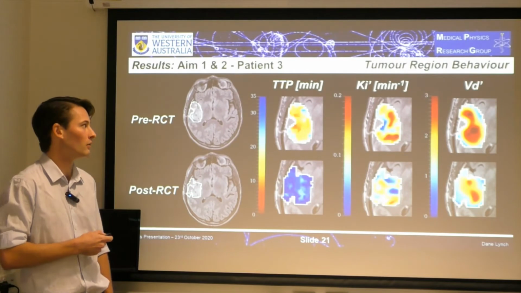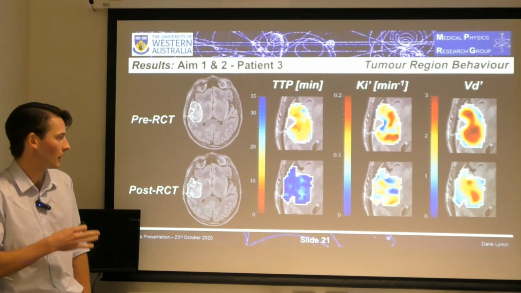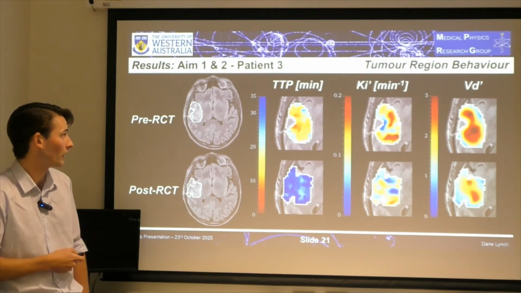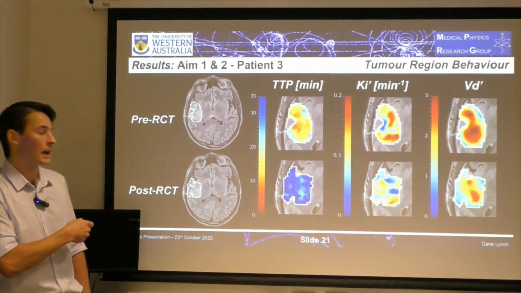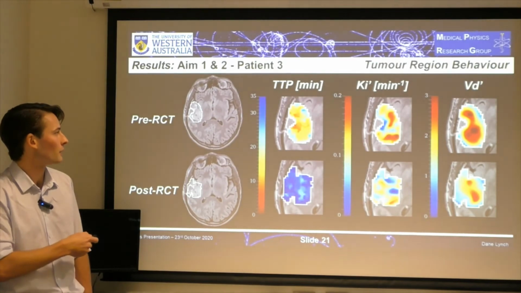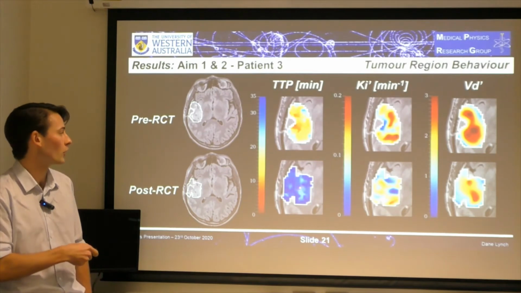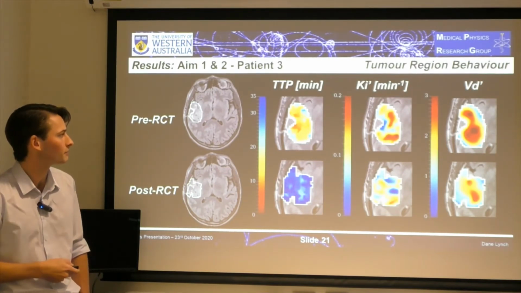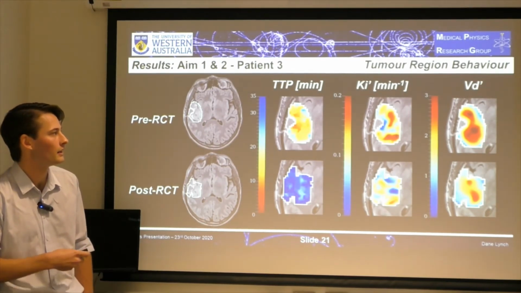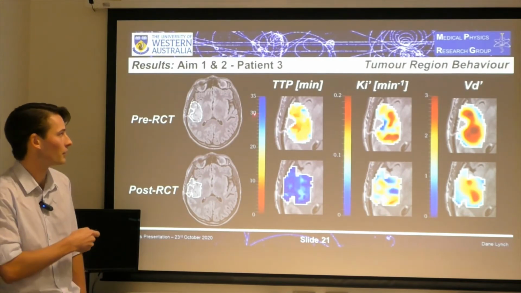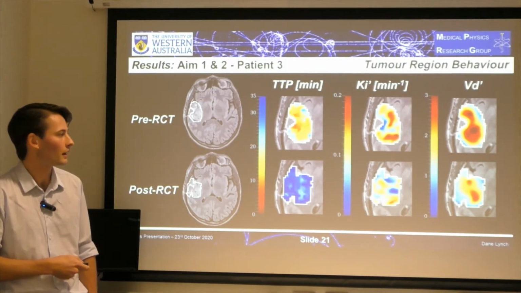So this is a comparison where I've isolated the tumour region to see the behaviour of each parameter within that particular region for patient 3. This is comparing patient 3's scan before and after radiochemotherapy. So with time to peak, we can see again a shift of time to peak to a later time, shown by the increase in blue region here. Whereas the uptake constant and the volume of distribution tend to decrease as opposed to the increase in time to peak. And this is shown, again, by the increase in blue regions here and here.